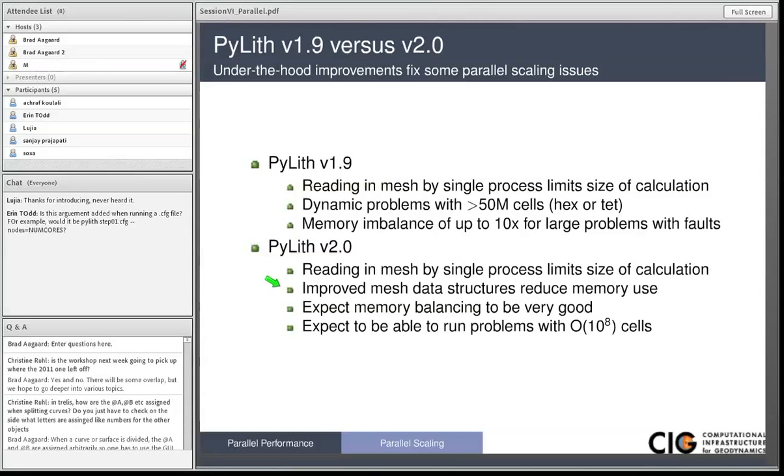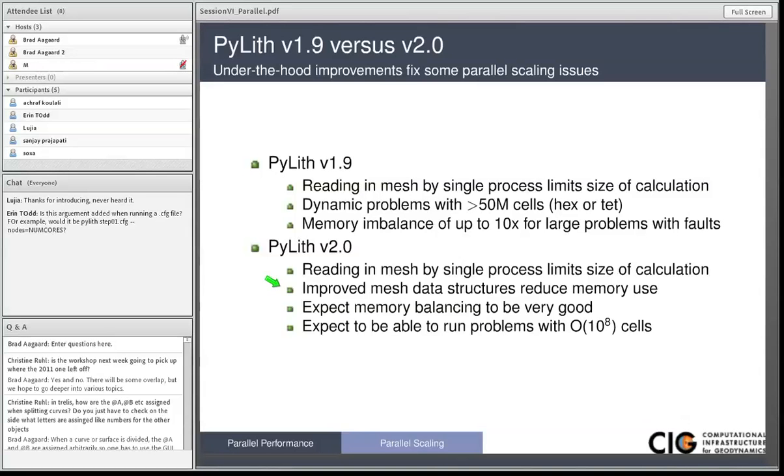And so we expect our memory balancing to be very good in PyLith 2.0. Once we get all these parallel bugs fixed, then we'll be testing and verifying that that's true. Because of this memory balancing being fixed and the improved data structures reducing the amount of memory use, we're going to be able to run problems on the order of 100 to several hundred million cells on the same hardware that we could not run that size of problem on version 1.9. So things are looking up.